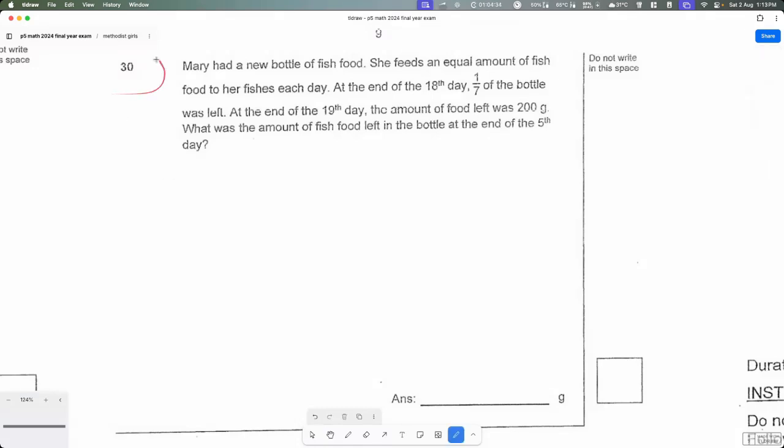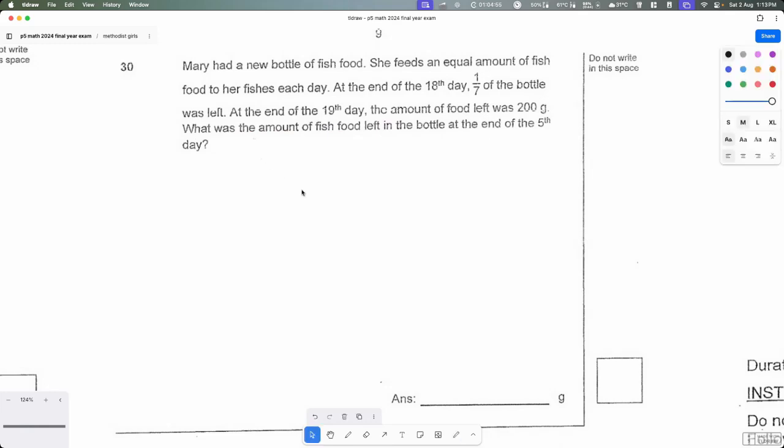Okay, question number 30. Mary had a new bottle of fish food. She feeds an equal amount of fish food to her fishes each day. At the end of the 18th day, 1/7 of the bottle was left. At the end of the 19th day, the amount of food left was 200 grams. What's the amount of fish food left in the bottle at the end of the 5th day?